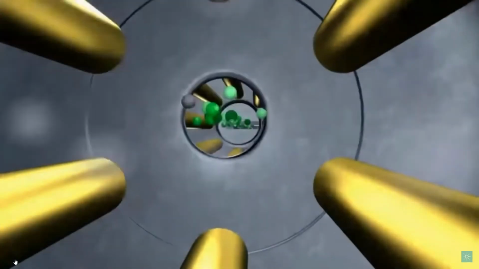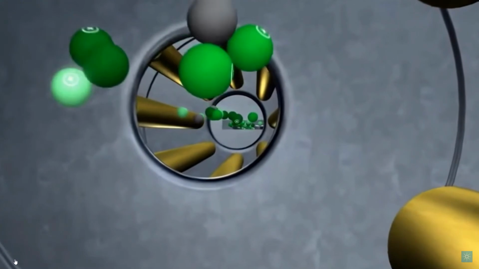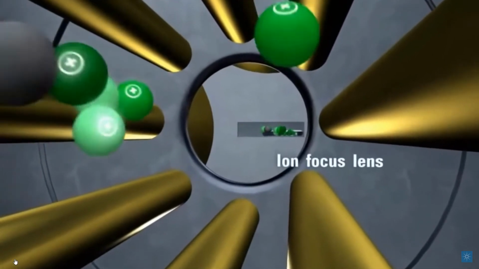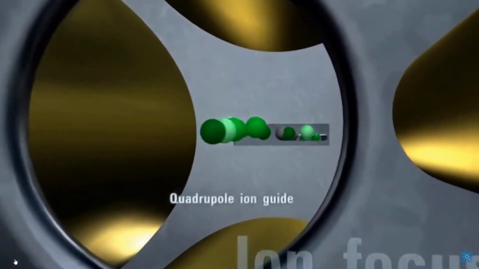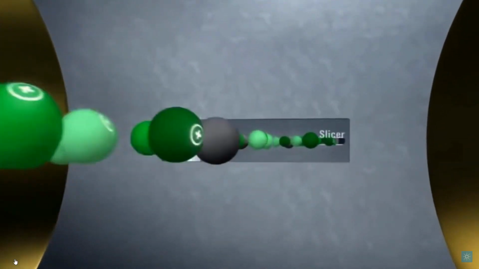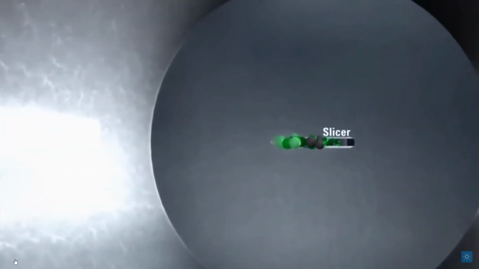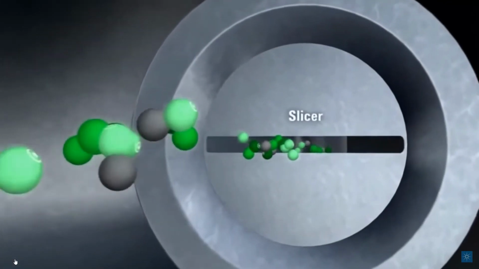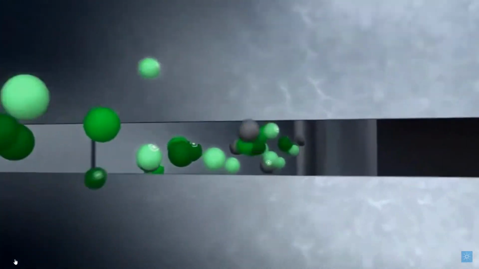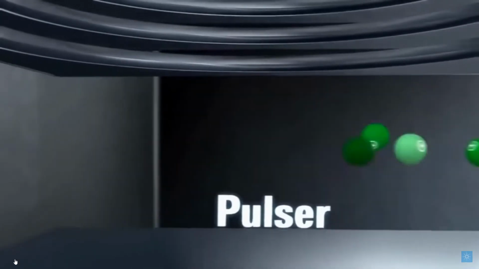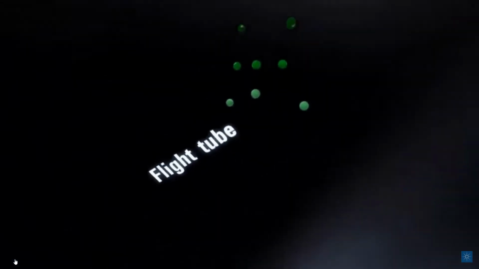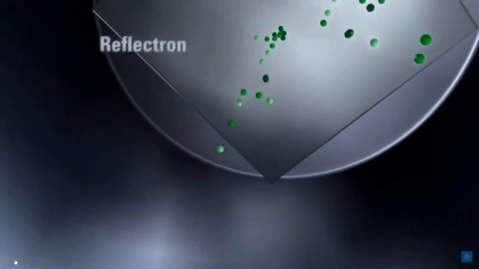Now remember, this is orthogonal time-of-flight. So what we want to do is we need now to flatten that beam in the horizontal plane. So pass through this slit, through a second octopole ion guide, quadrupole ion guide, and pass it through the slicer. Again, we're removing these ions so that everything has zero velocity in the vertical plane. And now we've entered the time-of-flight chamber. So ions receive an acceleration, and they're now drifting in the flight tube.